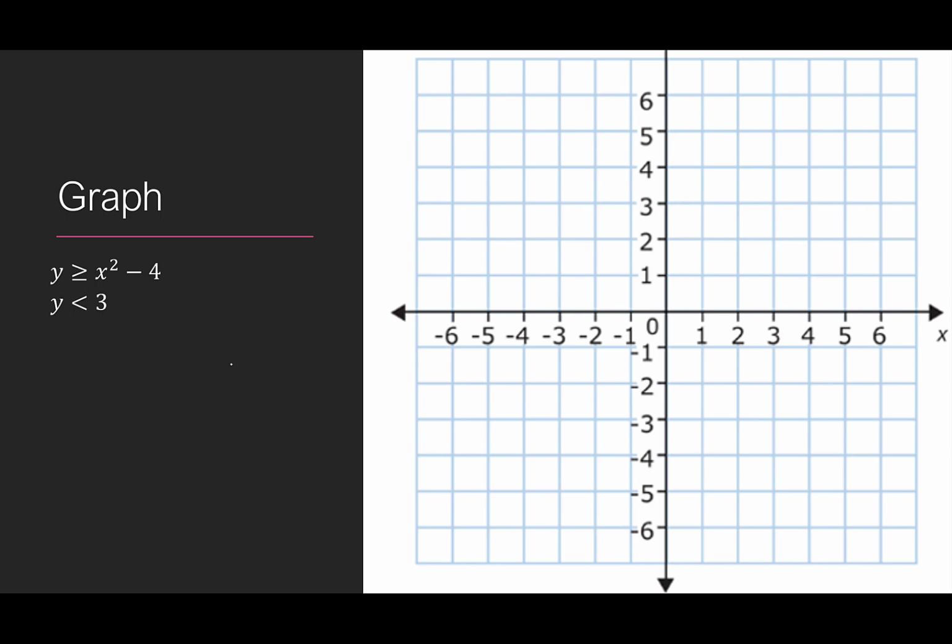So let's kind of put together what we had. I had x squared minus 4, and it was y is greater than or equal to. And then I'm going to add on y is less than 3. So let's graph both of those. So x squared minus 4, again down at -4, and then 1 to the right, 1 to the left. Let me make sure you can see it. So let's go, this big curve.